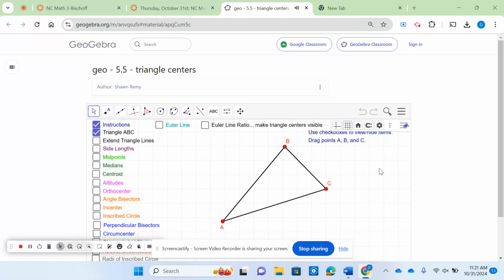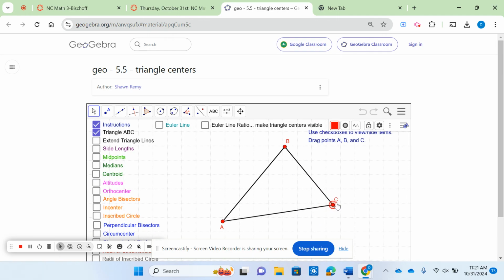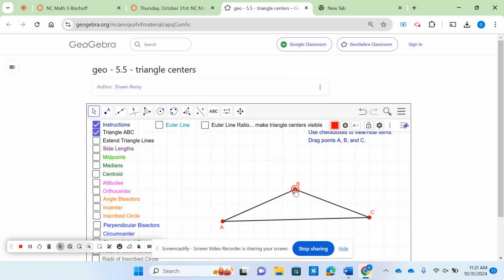All right, so this is the GeoGebra activity for pages 11 and 12. I just want to show you some of the features of your GeoGebra activity. First of all, you are able to change this triangle any way that you want by just dragging the vertices around. You can make this beautiful obtuse triangle. You can make a right triangle.